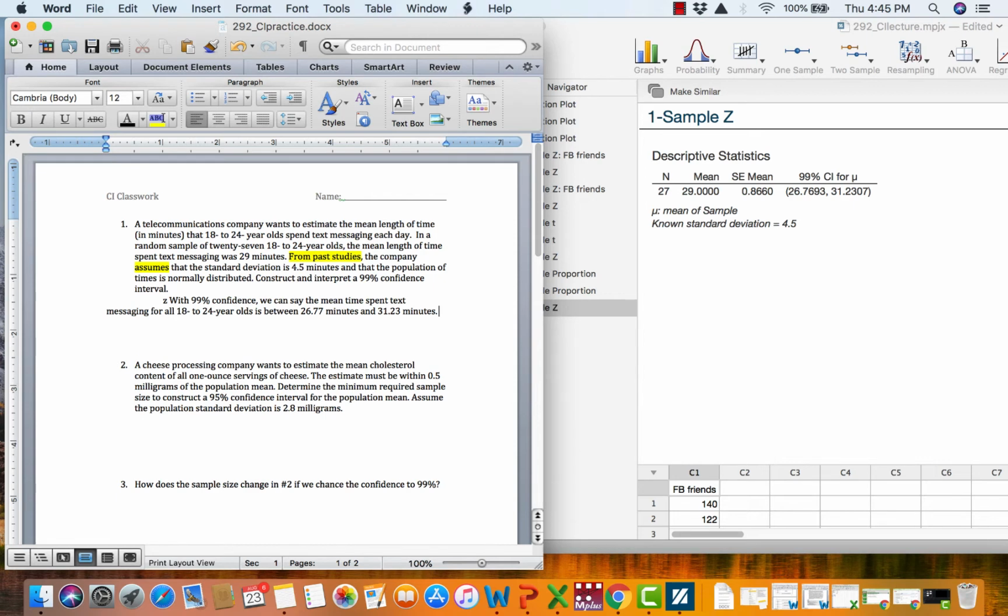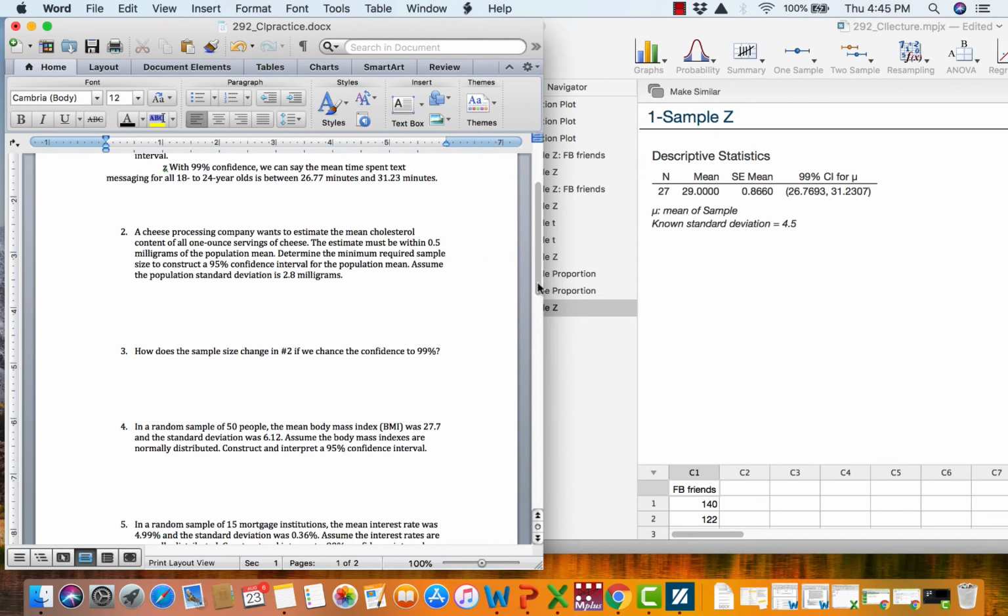And the answer is, your answer contradicts it because your answer says the average time is between 26.77 and 31.23 minutes. So in other words, when I ask you a question like that about a claimed number, you're just looking to see, is that claimed number in the interval, in which case your interval supports, or is that claimed number outside the interval, in which case your interval contradicts? Okay? All right, number 2.